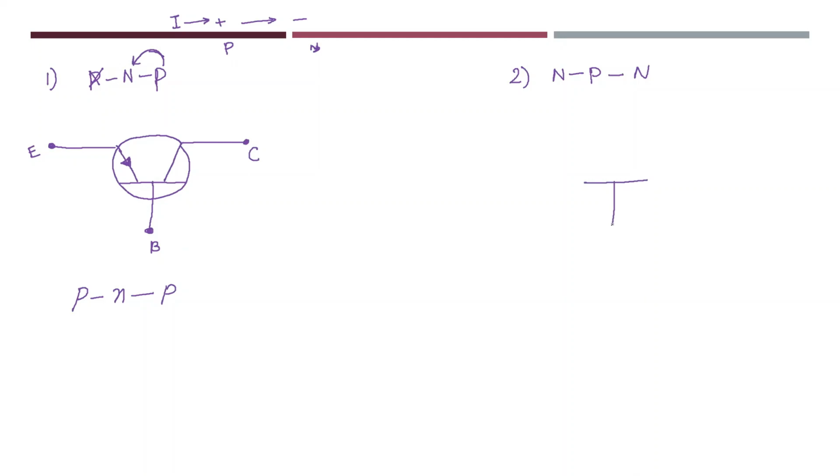How many terminals are there for a transistor? There are 3 terminals. What are those 3 terminals? That is nothing but emitter, collector and base terminal. Always draw the direction at the emitter region only. So this is emitter region, this is collector region, and the down one is base region.